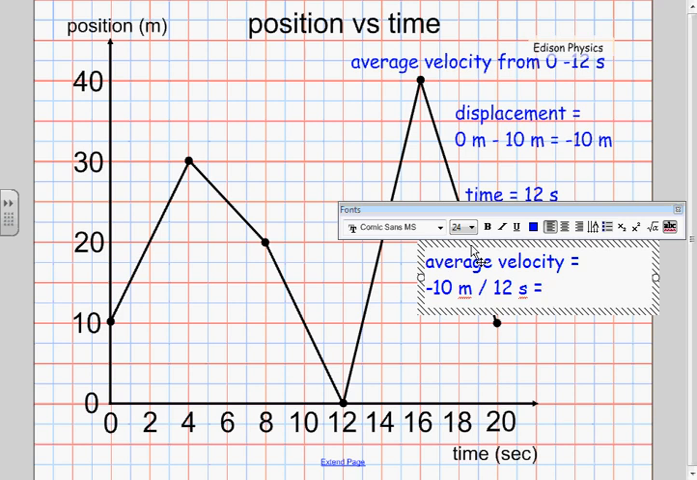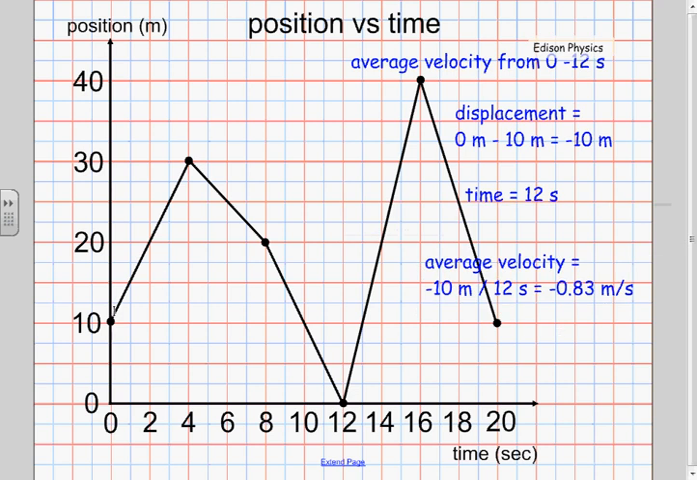And it's actually negative 0.83 meters per second. So my average velocity for 12 seconds on this graph is negative 0.83 meters per second. This is what we mean by average. It doesn't have anything to do with where the lines went. It's where I started and where I ended. So far, so good. Let's try one more.